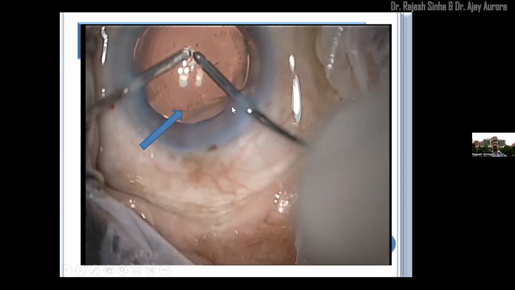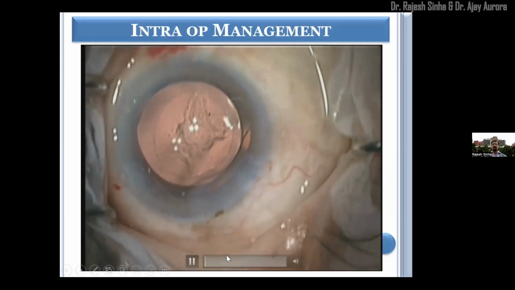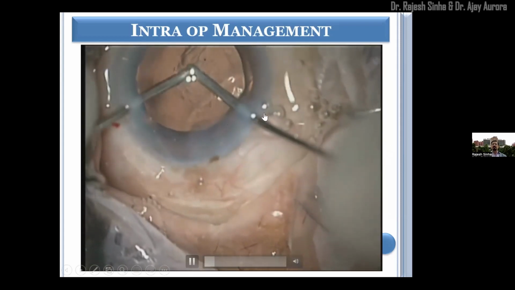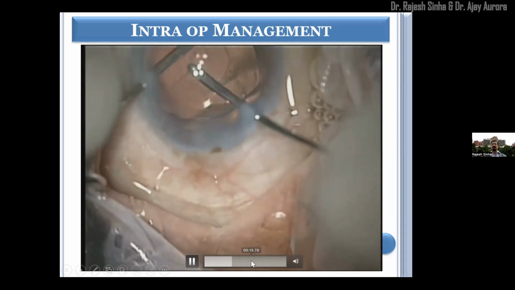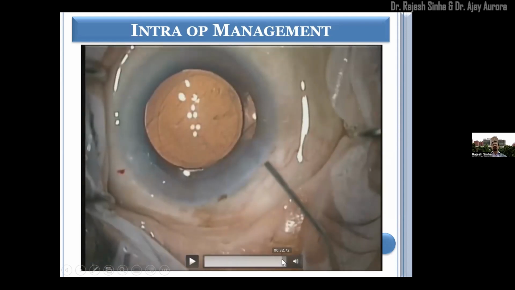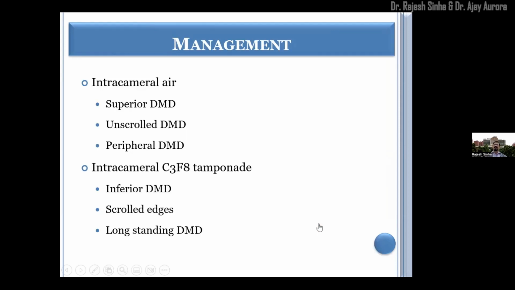If we recognize it, then suppose this is the main wound through which there's a DMD, then for viscoaspiration, you use a bimanual and don't use the main port. I would rather make a stab incision for bimanual somewhere here, because this is a little closer to the main wound. And as you can see, the lens has been implanted, but there's a small Descemet detachment, so bimanual irrigation aspiration probe is being used to remove the viscoelastic and inject air at the end of the procedure so that it attaches.